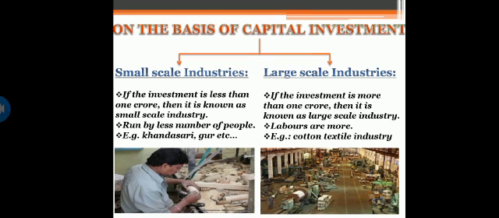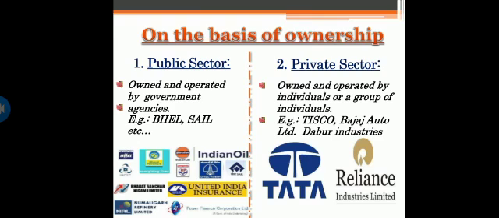On the basis of capital investment, I mean to say money over here, small scale industries: if the investment is less than 1 crore, then it is known as a small scale industry. These are run by fewer people. For example, Khandsari, Gur, etc. Khandsari and Gur are byproducts of sugarcane. Remember this, okay? Large scale industries: if the investment is more than 1 crore, then it is known as a large scale industry. Laborers are more over here. For example, the cotton textile industry. I hope this is clear, children: small scale and large scale industries.